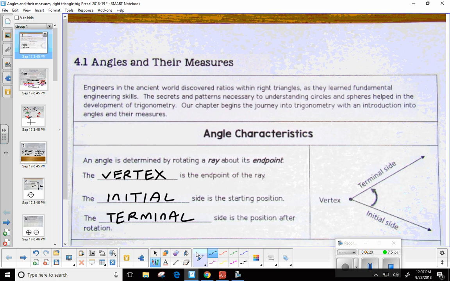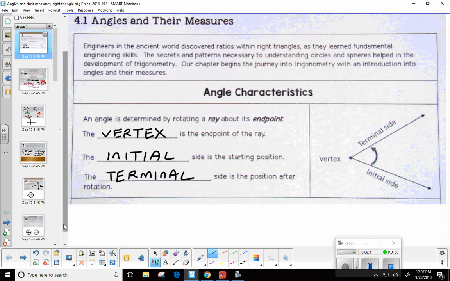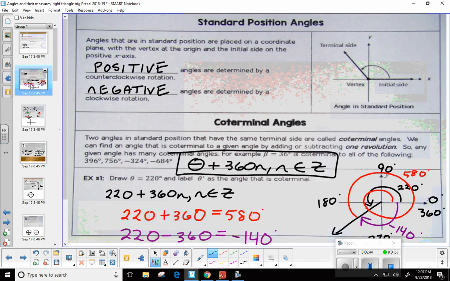But wherever you start to rotate, we call that the initial side. Wherever you stop rotating, we call that the terminal side. And of course, they're connected in what we call the vertex, which is usually going to be the origin of our coordinate plane. All right. And then we had a couple more ideas here.